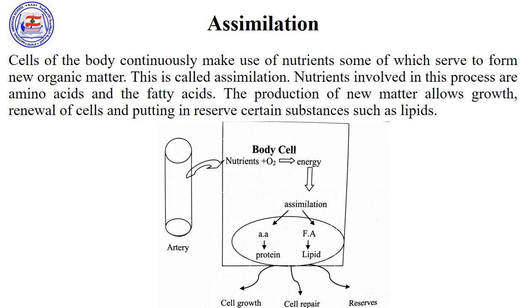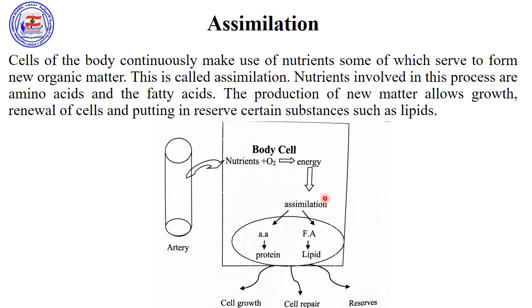The process of assimilation. Cells of the body continuously make use of nutrients, some of which serve to form new organic matter, and this is called assimilation, while other nutrients are used for oxidation. Directly see this picture. Nutrients such as glucose and sometimes fatty acids, in the presence of oxygen, undergo oxidation to produce energy and waste.